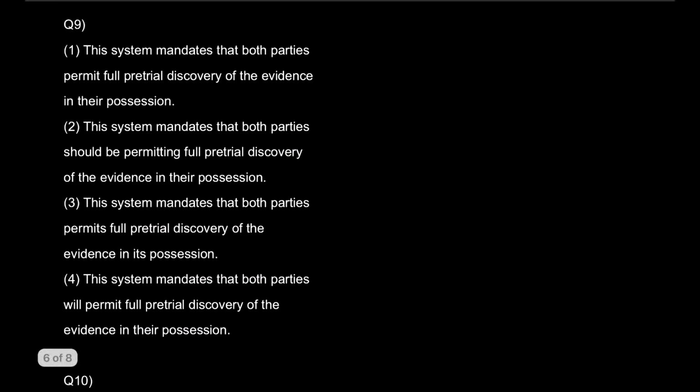Number 9, let's again find out the same thing. Where are the places which differ? So mandates are all same. Both parties permit, parties should be permitting, parties permits, parties will permit. Should be permitting, will permit will not make any sense over here. And if I give you the simple sentence construction rule that plural के साथ permit लगेगा, not permits, which is singular. So it also makes the answer easier.